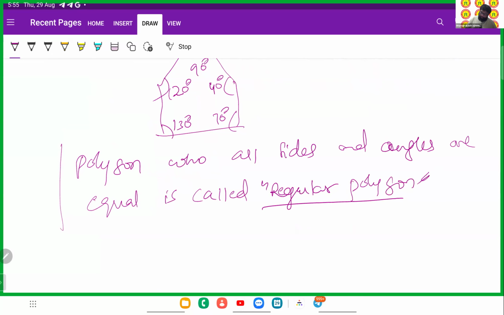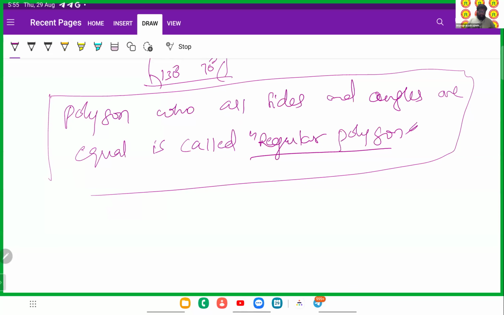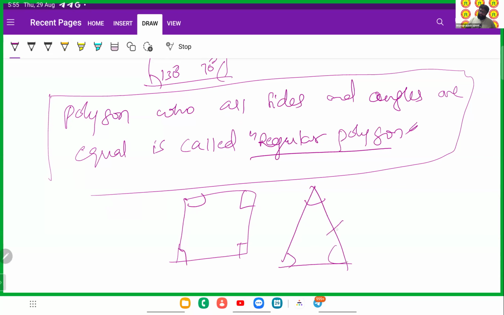Is called a regular polygon. So what are the polygons? If you consider here, a polygon with all sides equal, I can draw a square. This is a polygon where all sides are equal and angles are also equal. An equilateral triangle I can also draw, where all angles are equal and all sides are equal.